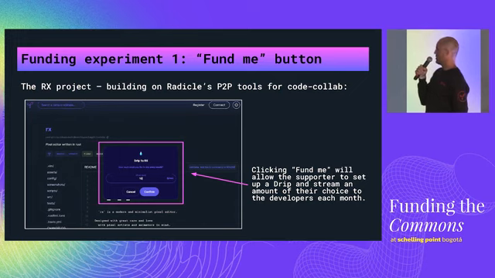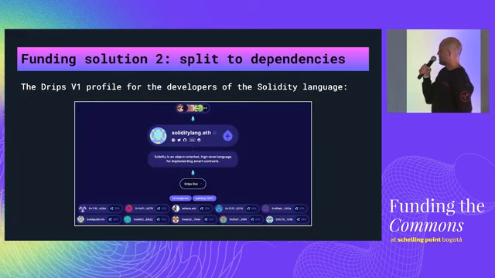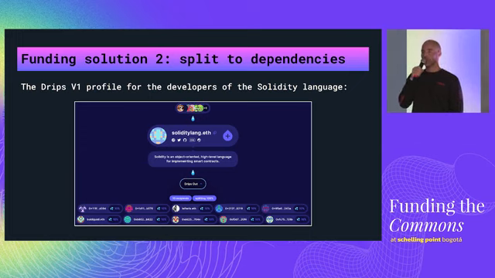The supporter would click fund me, and then they would be able to configure a drip going to the developers of RX, and they could set any amount of DAI that they want to stream per month, or actually any other ERC20 token. And boom, they'd be supporting them in a Patreon style setup. So that's really the first experiment we've been running, and like I said, we're excited to weave it into the rest of the Radicle experience.